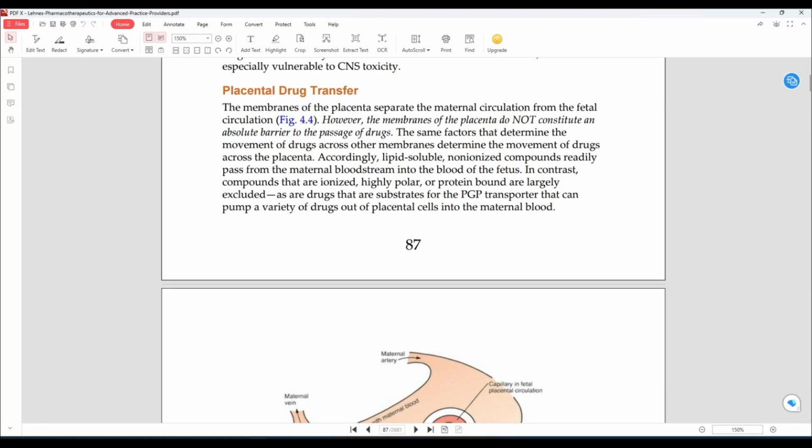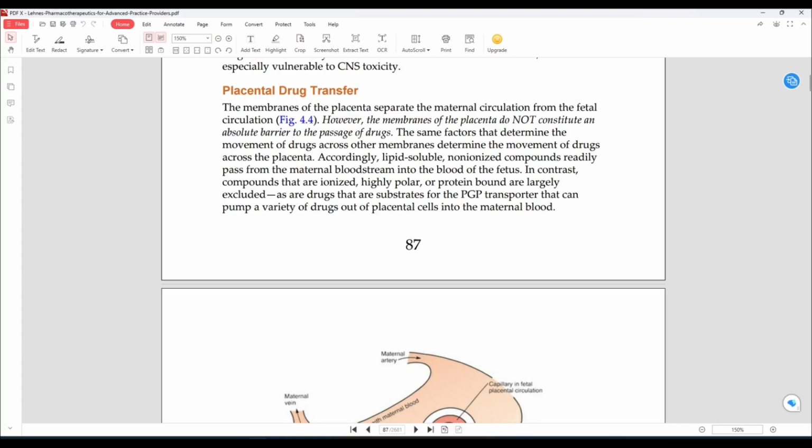Which brings us to placental drug transfer. The membranes of the placenta separate the maternal circulation from the fetal circulation. However, the membrane of the placenta does not constitute an absolute barrier to the passage of drugs. The same factors that determine the movement of drugs across other membranes determine the movement of drugs across the placenta. Accordingly, lipid-soluble, non-ionized compounds readily pass from the maternal bloodstream into the blood of the fetus.